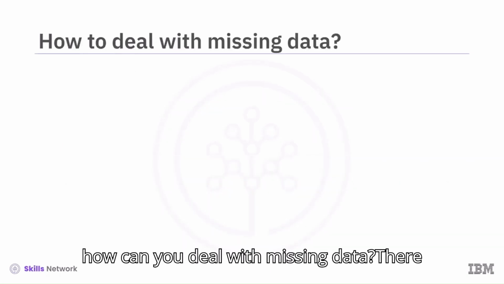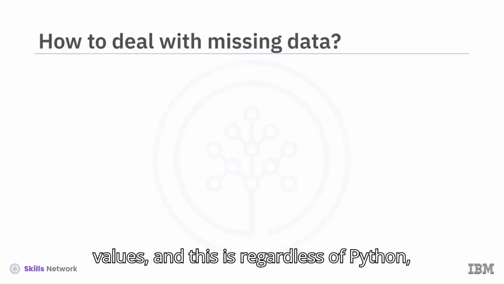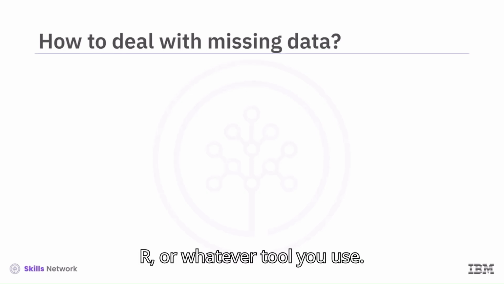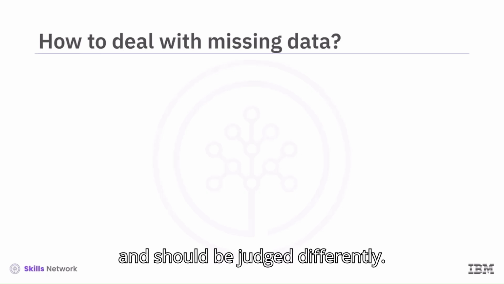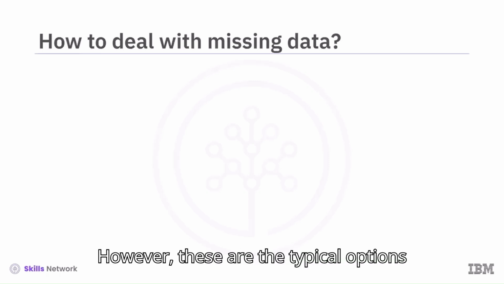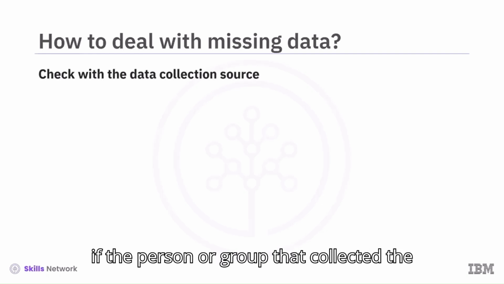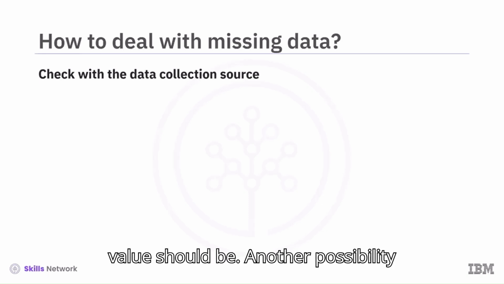But how can you deal with missing data? There are many ways to deal with missing values, and this is regardless of Python, R, or whatever tool you use. Of course, each situation is different and should be judged differently. However, these are the typical options you can consider. The first is to check if the person or group that collected the data can go back and find what the actual value should be.